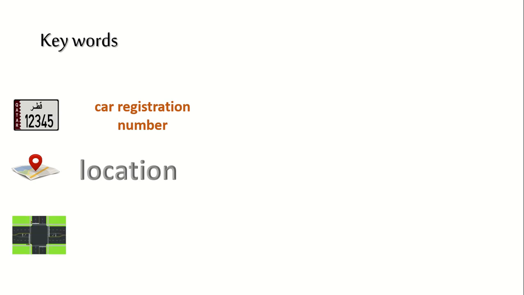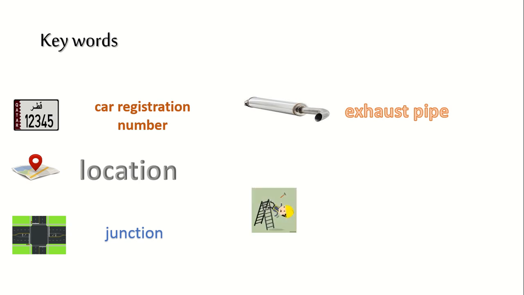Before we start, we need to learn some keywords or important words. This is a car registration number. Car registration number. And this shows a location of a place. Location, very good. Next, this is a junction. تقاطع طرق, junction. And this is an exhaust pipe. Exhaust pipe. It's in each car. And the final word is a verb. It means to fall off. Fall off. يسقط.